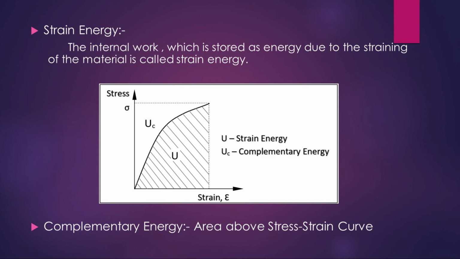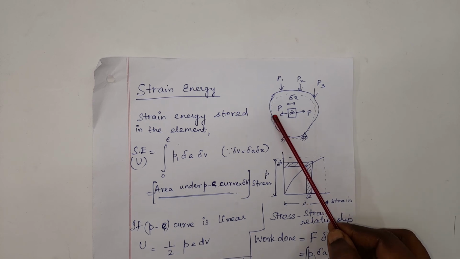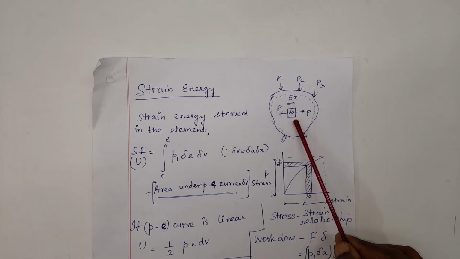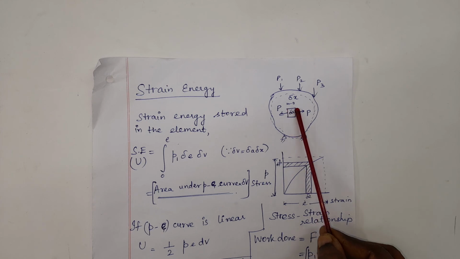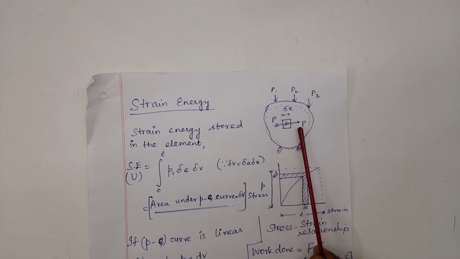Let us see some basic relations. Let us take a structural system which carries n number of loads. An element is considered inside the structure. Let us take the area of the element as delta A, a small element. The length of this element is taken as delta x, and the load acting on both sides of this element, let us take it as P.